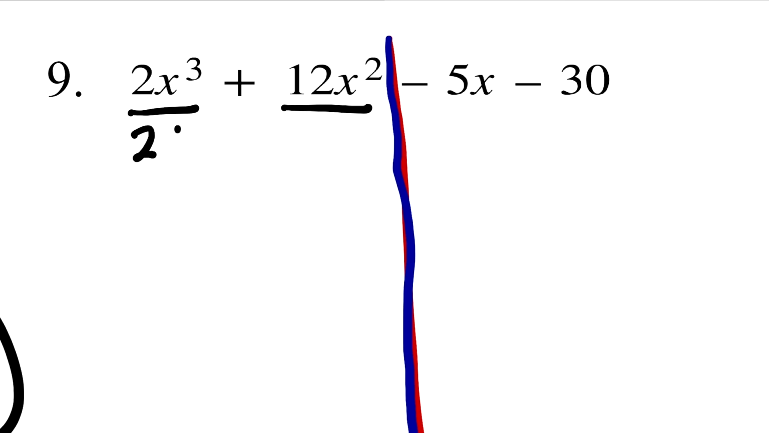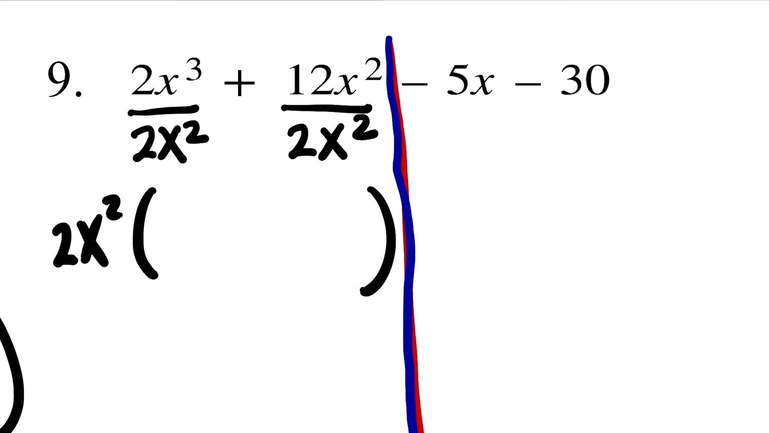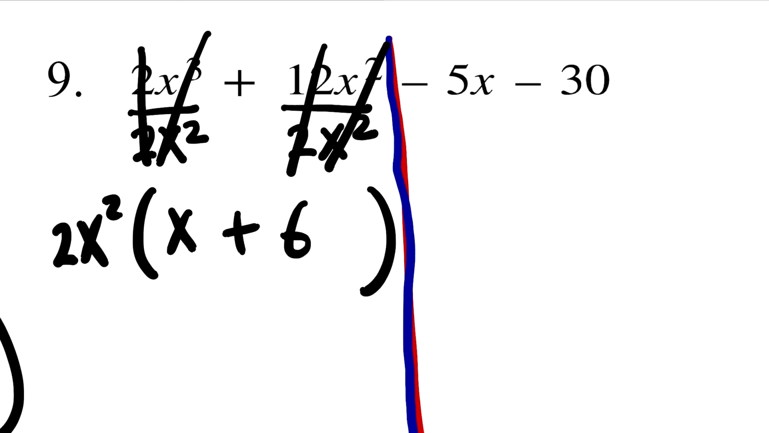It has a 2x squared. So I factor out a 2x squared. Now these cancel out. This leaves us with just 1x. That cancels out. And then those cancel out. So you have x plus 6.